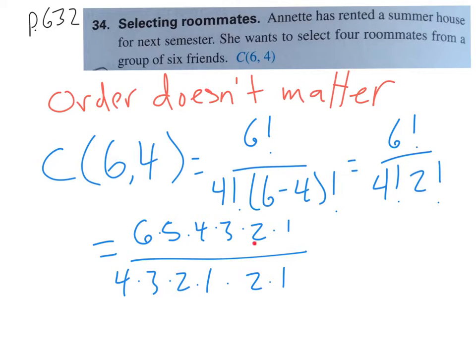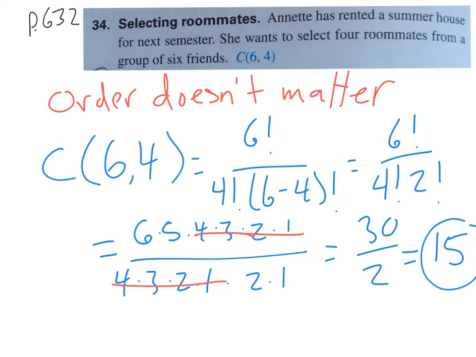So let me show you all these pieces here. On the top, this is your 6 factorial. This 4, 3, 2, 1 is your 4 factorial like you had over here. And this 2 times 1 is your 2 factorial. Right, so all your pieces are there. We'll cancel what we can. Looks like we cancel the 4, 3, 2, 1. Okay. And so what we're really left with is just 6 times 5 on top, which is 30, over 2 times 1, which is 2, and that gives us 15.